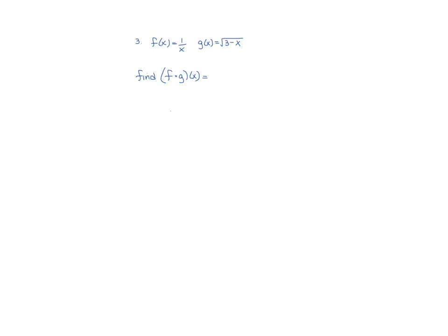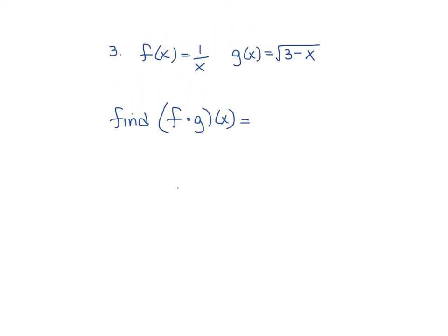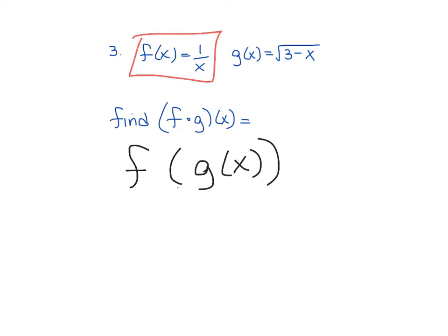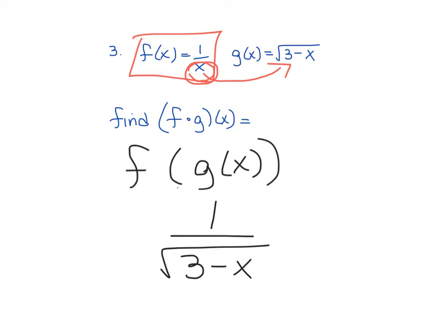Okay, another composite. This time we're changing up our f of x and our g of x. Again, the process is still the same. I'm going to take my f of x function, and in place of x, I'm putting my whole g of x function. So here is my f of x function. I'm taking out x, and in its place, I'm putting that. So this will simplify to 1 over, instead of now 1 over x, it's now 1 over the square root of 3 minus x.